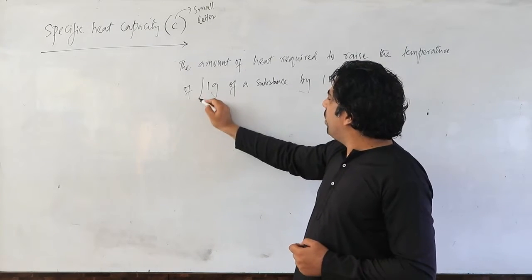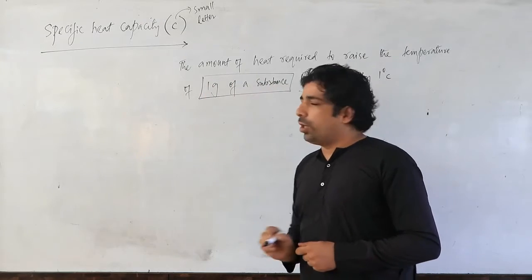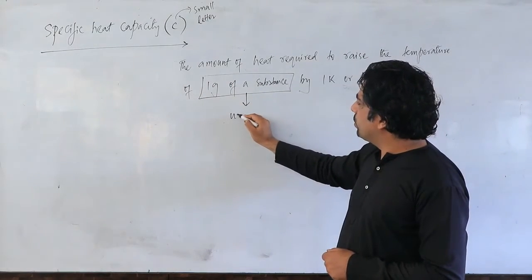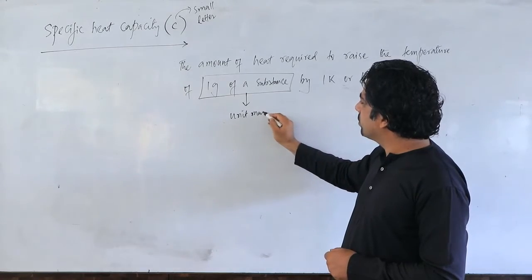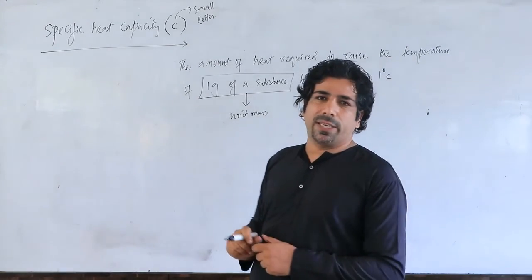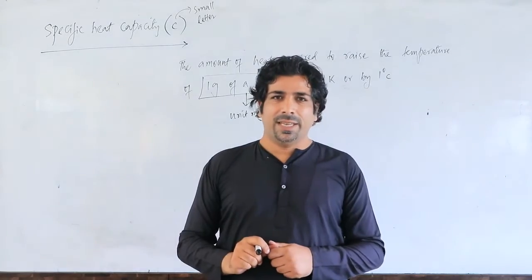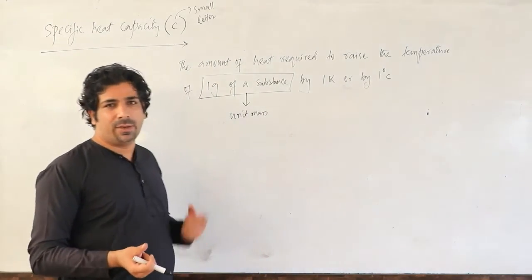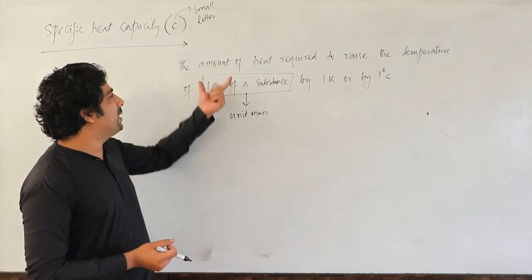Actually, in place of 1 gram of substance, you can also mention unit mass. At some places you will find it's 1 kg. At some places you will find it as 1 gram. So both are actually unit masses, 1 kg and 1 gram. So let's look at this definition.